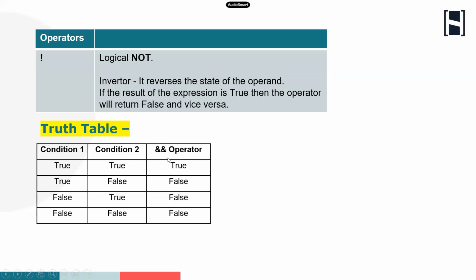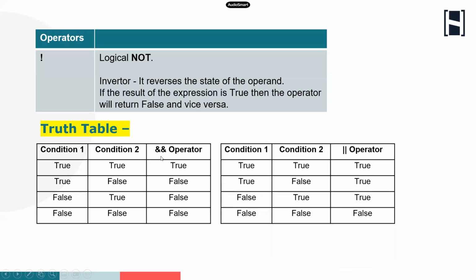So when is my result going to be true? Just see here, if both condition 1 and condition 2 are true, then my final result is true. For any other combination, it is going to give me the result as false. So this is how my AND operator works.